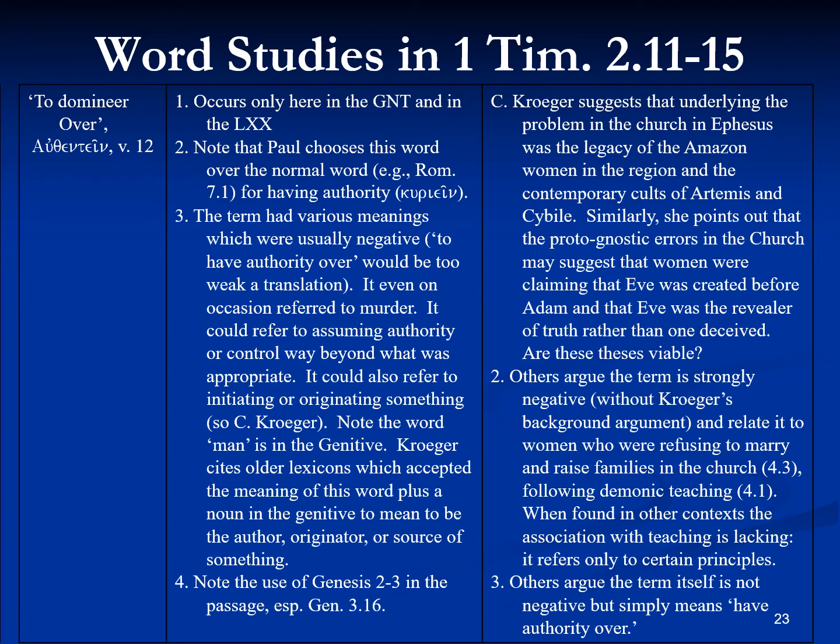Catherine Kroeger has gone on to explore the idea here in other ways. This is her interpretation. She suggests that underlying the problem in the church in Ephesus was the legacy of the Amazon women in the region and the contemporary cults of Artemis and Cybele. And similarly, she points out that the proto-Gnostic errors in the church may suggest that women were claiming that Eve was created before Adam and that Eve was the revealer of truth rather than one deceived. So is this interpretation of Kroeger's viable?